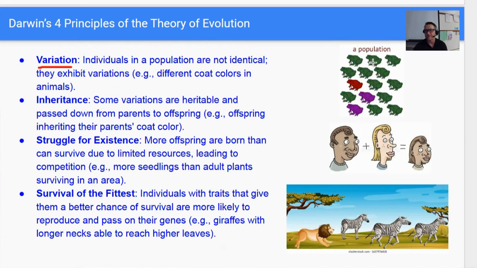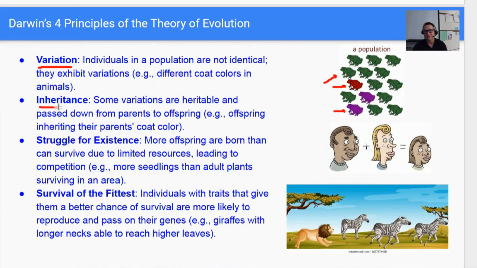So over here we have a population of frogs. And there's variation. You can see some of them are green, some of them are red, and some of them are purple. Some are going to be a little bigger, some a little smaller, some are going to be able to jump higher, some not as high. So in a population, there's always variety, there's variation. Not all individuals are exactly the same.